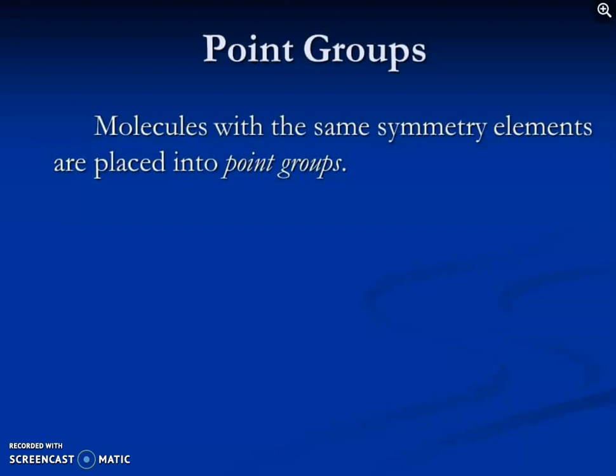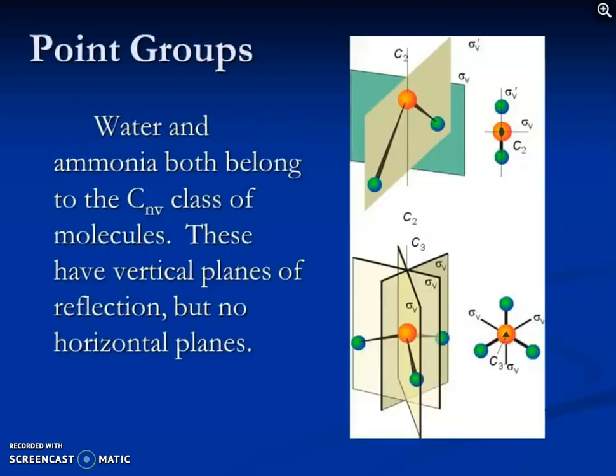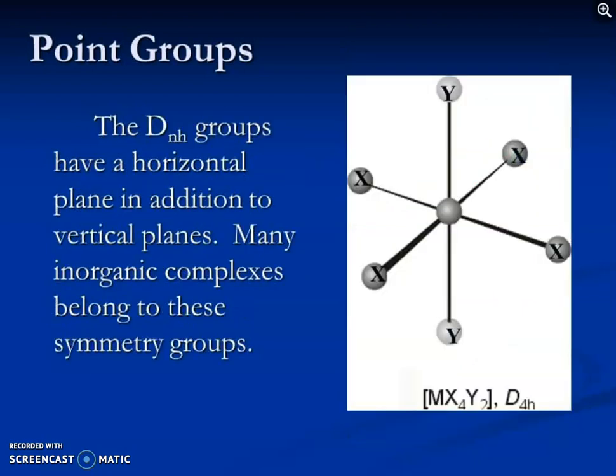Now, point groups: molecules with the same symmetry elements are placed into point groups. Water and ammonia both belong to the CnV class of molecules, and these have the vertical plane of reflection, but no horizontal plane. So, water has only vertical planes and ammonia also has only vertical planes.